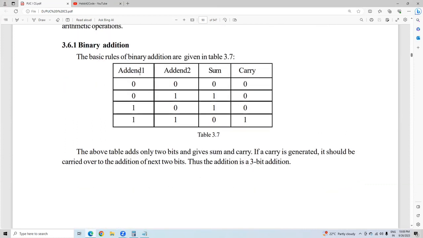Binary addition. There is a table given here. 0 plus 0 is 0, carry 0. 0 plus 1 is 1, carry 0.